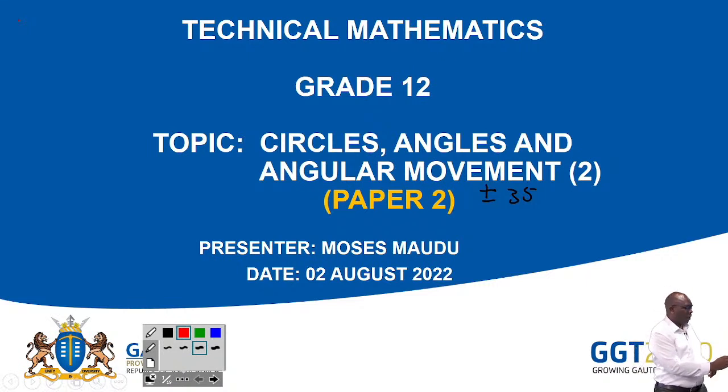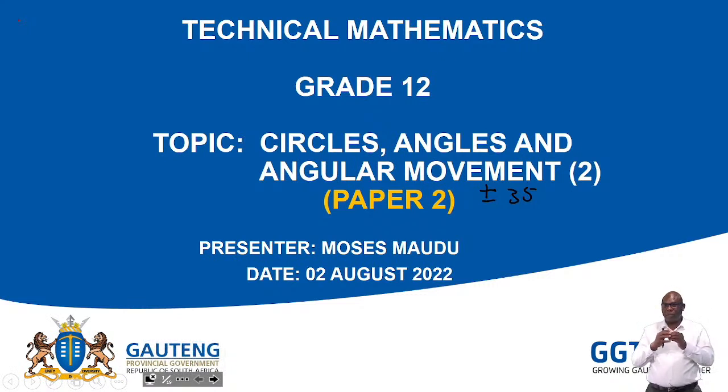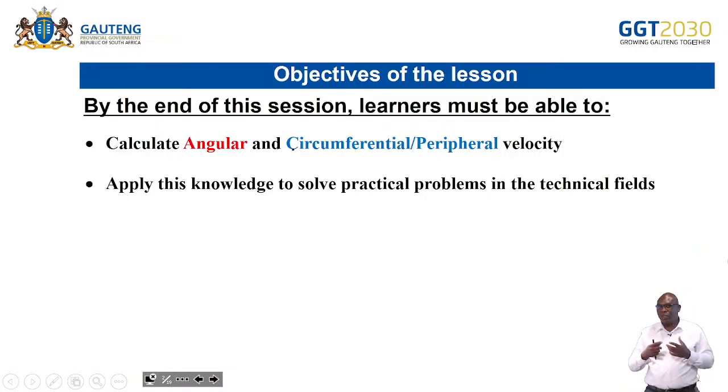Now, we are going to look at this topic, which has to do with circles, angles, and angular movement. Remember, we have done part 1 of this topic, where we dealt with the circles and the angles. Now we're going to be dealing with the angular movement. So this topic, as I said, is 35 marks in an exam, and let's see how best we can do on this topic. It's an easy topic.